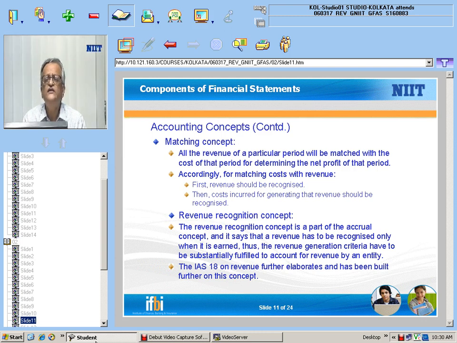So the revenue recognition concept is part of the accrual concept. This says that revenue has to be recognized only when it is earned. When will you recognize the revenue? Only when it is earned. And when is the revenue earned? Only when the sale is made. Only then you can recognize the revenue. So this is what we call the revenue recognition concept.